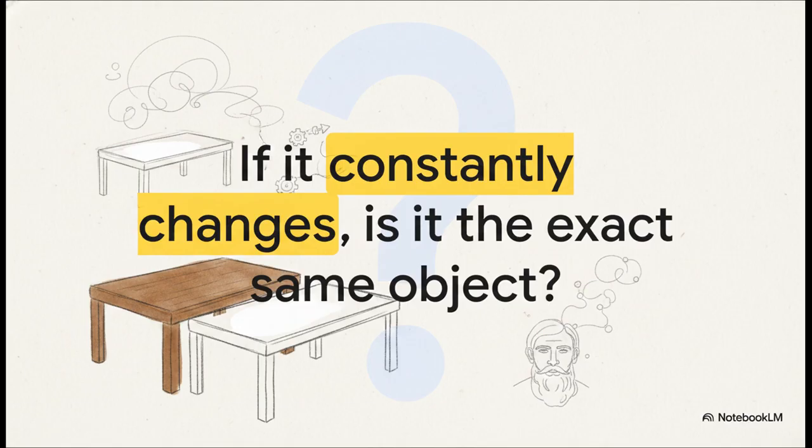Let's say you've got a brown wooden table in your room. One weekend, you decide to paint it white to better match your decor. It looks completely different now. Visually, its qualities have completely transformed. But is it numerically the exact same table?